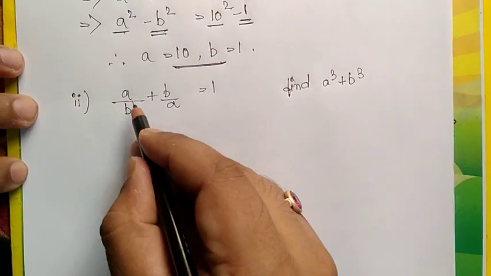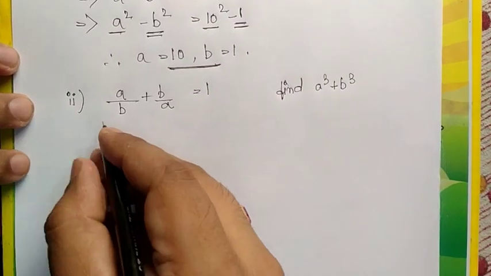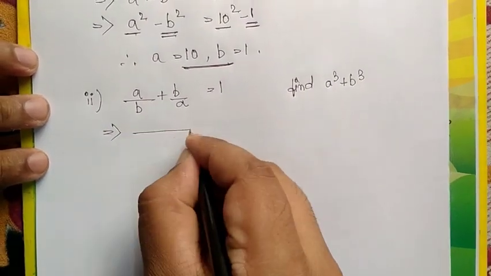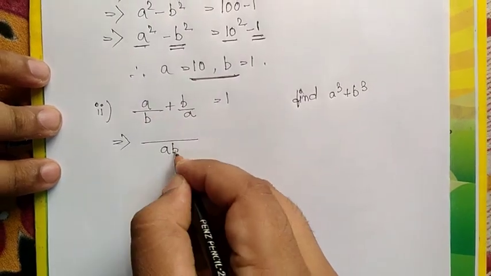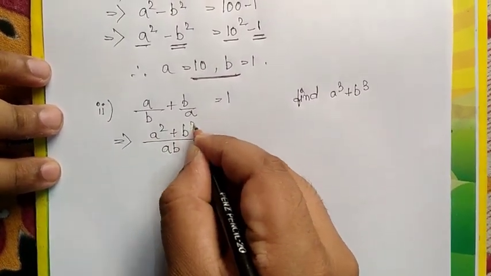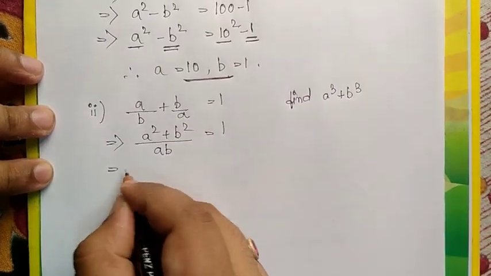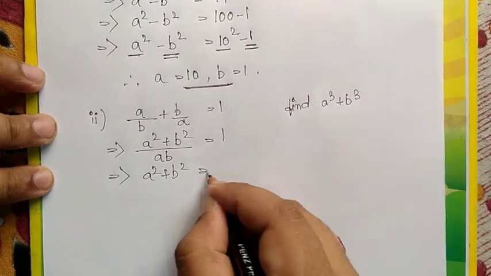This is sum number 2: a/b + b/a = 1. Find a³ + b³. Now adding those, the LCM should be ab, so (a² + b²)/ab = 1. Cross multiplying the values, a² + b² = ab.